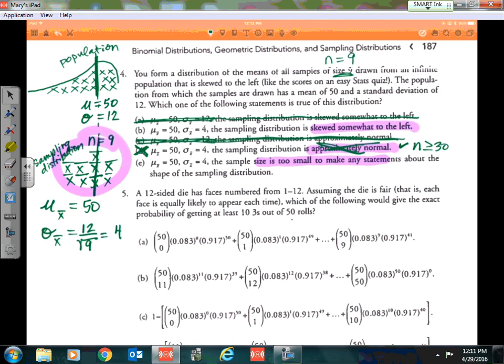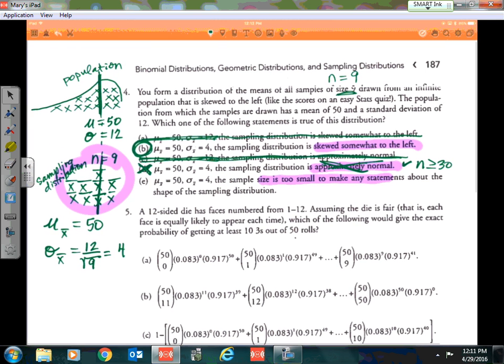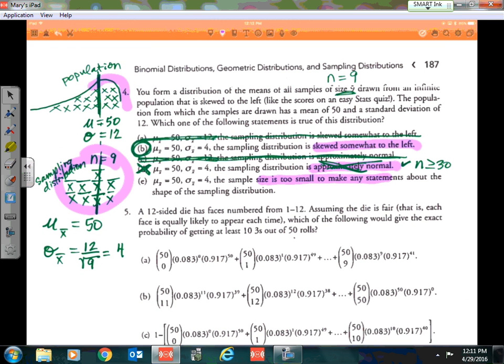The correct answer is B. And the reason it is B is because we know the shape of the population. Since they told us the population is skewed left, then when you take samples, it's going to start fixing it. And if your sample sizes are big enough, it'll fix it completely and make it approximately normal. But my sample sizes are not big enough. So it's going to be skewed left, just not quite as skewed. Okay, so it's going to fix the problem some, but it's still going to have some kind of skew.